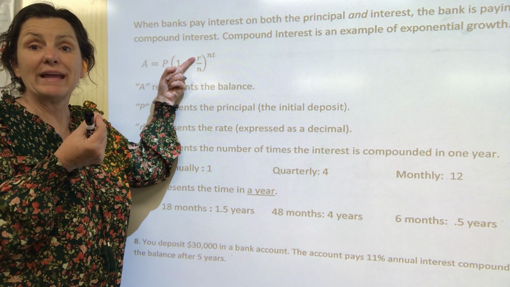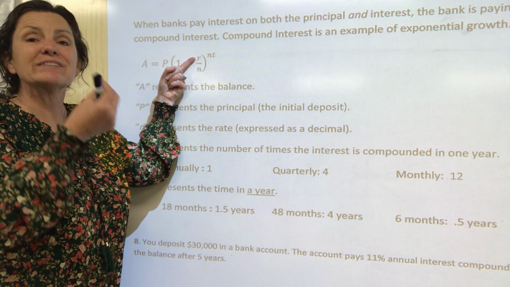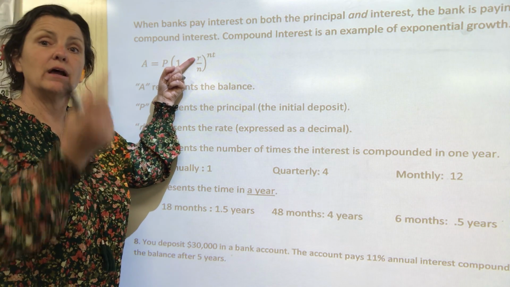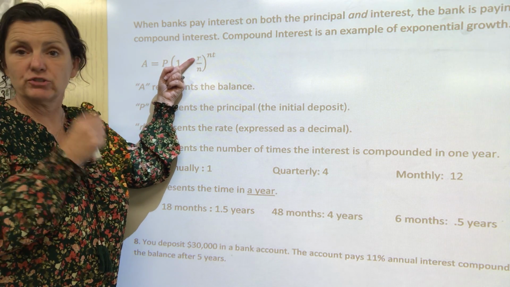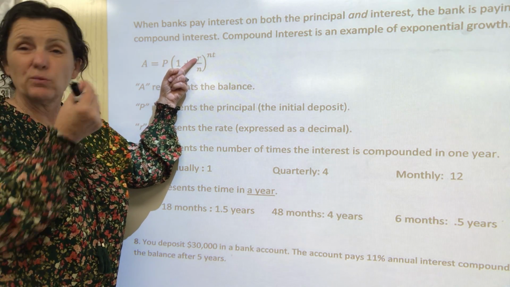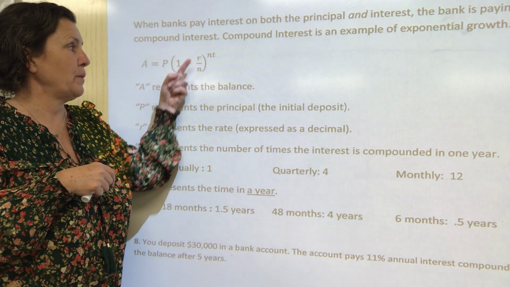R stands for the rate. What is the percentage that this money is growing? Now, in my example I used 5%, right? So 0.05, we turn it into a decimal. So what's the rate? What is that decimal amount that it's growing?